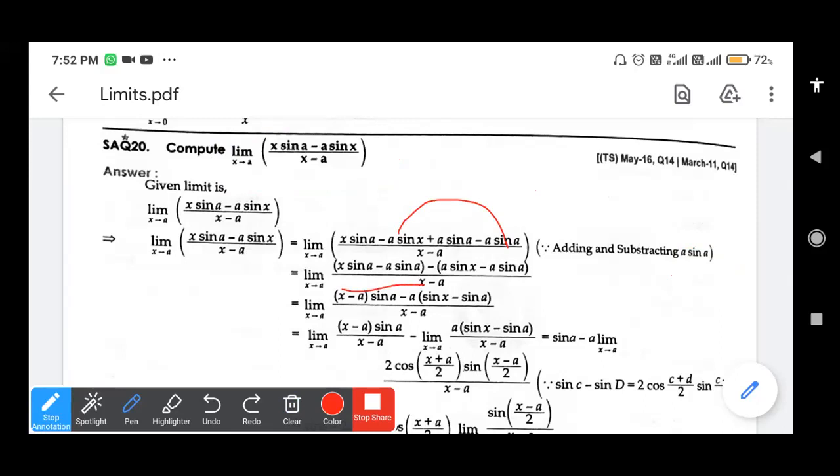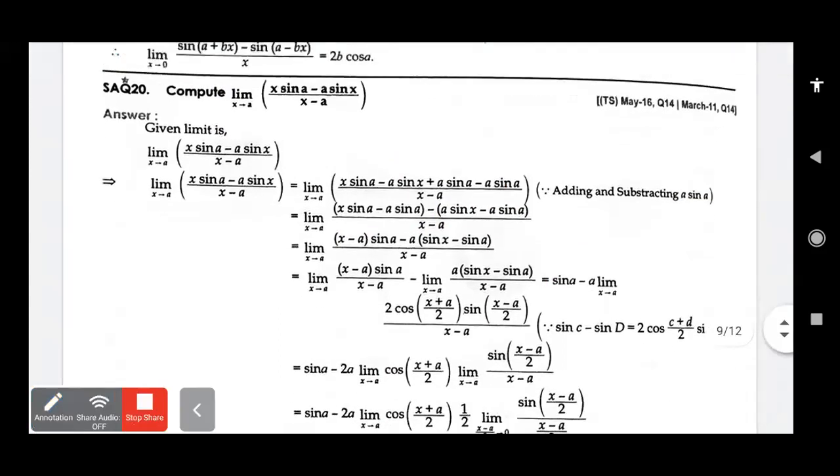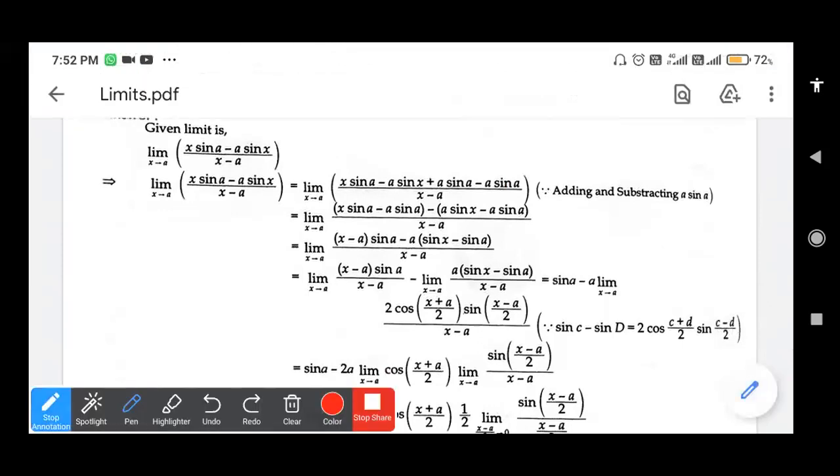Over here, we took sin A as common. Over here we took A as common, this A and this A as common.